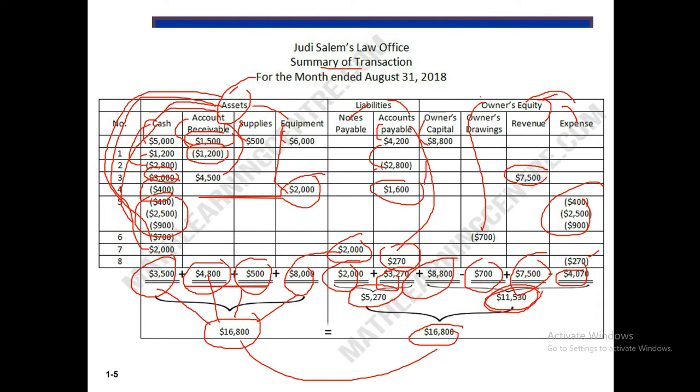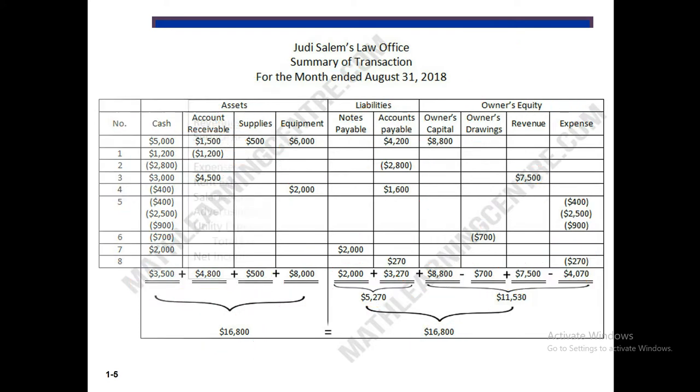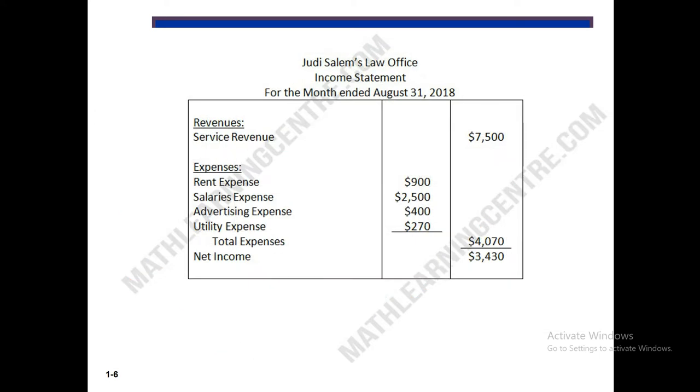We know that to prepare the income statement we need to consider revenue and expenses. So our total revenue balance is this figure, and expense balance is this figure. So we can find net income easily. This is our total revenue balance, and this is our total expense balance. So revenue less expense gives net income.